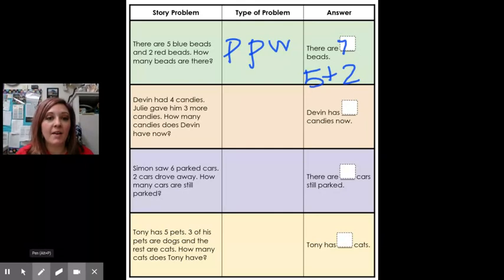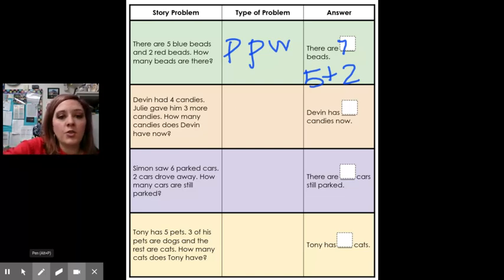Let's look at the next one. Devin had 4 candies. Julie gave him 3 more. How many candies does Devin have now? So let's listen to that problem. Devin had 4 candies. Julie gave him 3 more. How many candies does Devin have now? So Devin didn't have all of the candies to start with. So this is not going to be a part, whole problem. This is going to be a joining problem.